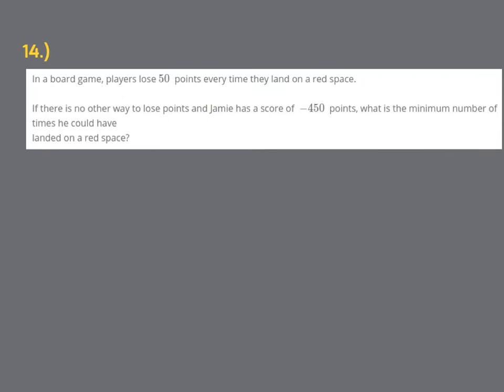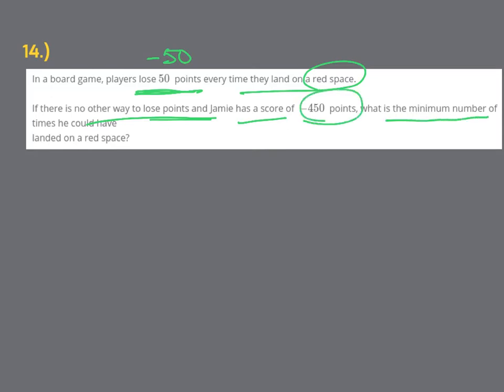Next. In a board game, players lose 50 points. When I lose points, that means it's negative. Negative 50. Every time they land on a red space. Okay, that's a weird game, but that's fine. There's no other way to lose points. Jamie has a score of negative 450. What is the minimum number? So that's the smallest number of times that Jamie landed on a red space.